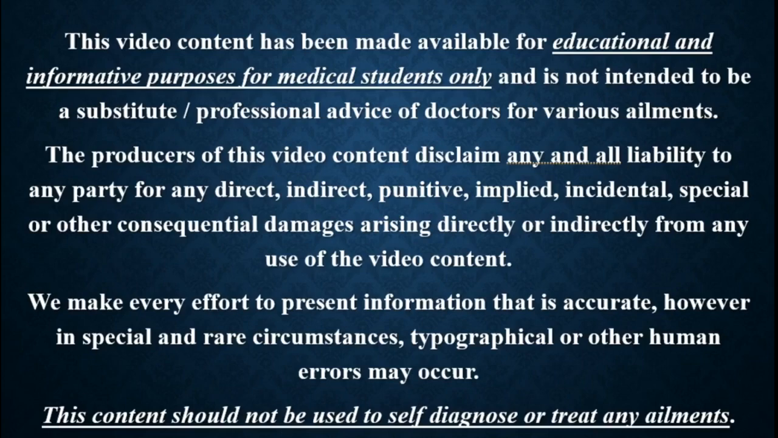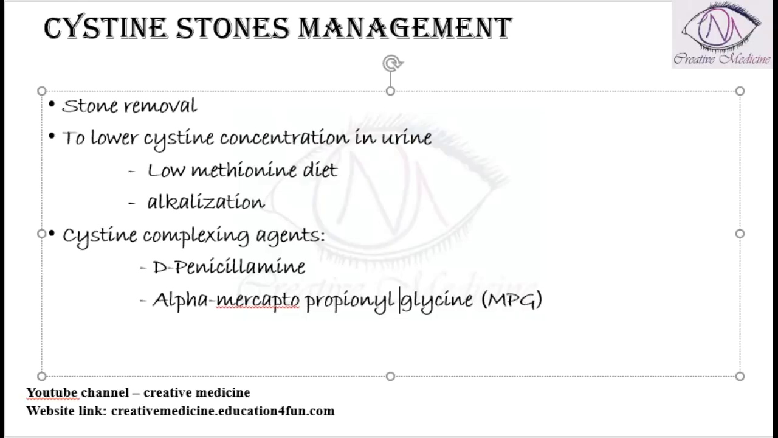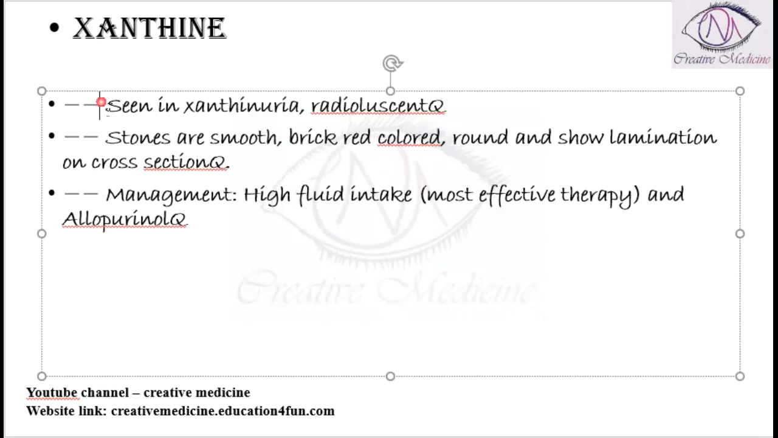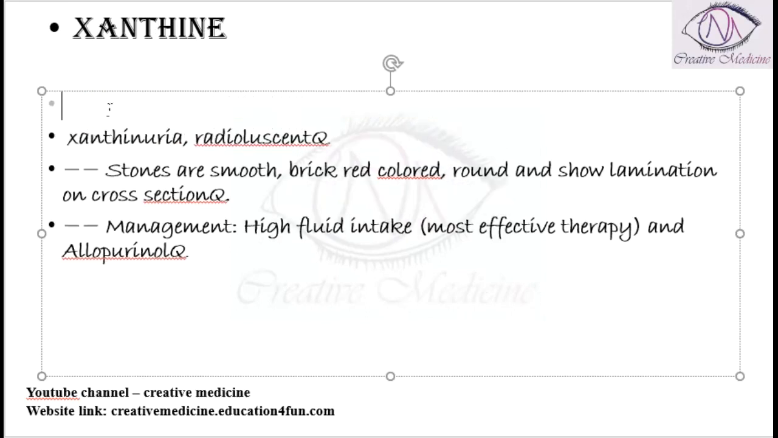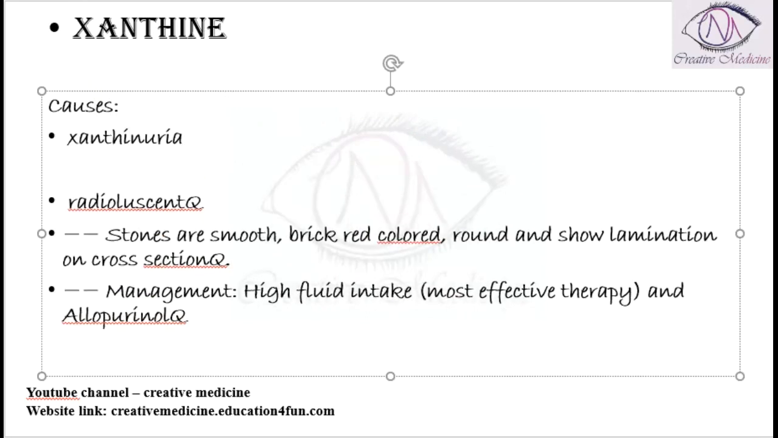In this lecture, we will learn about xanthine. The cause of xanthine stones is xanthinuria. If xanthine is seen in the urine, obviously it can result in stone formation, that is, xanthine stones are formed by xanthinuria.